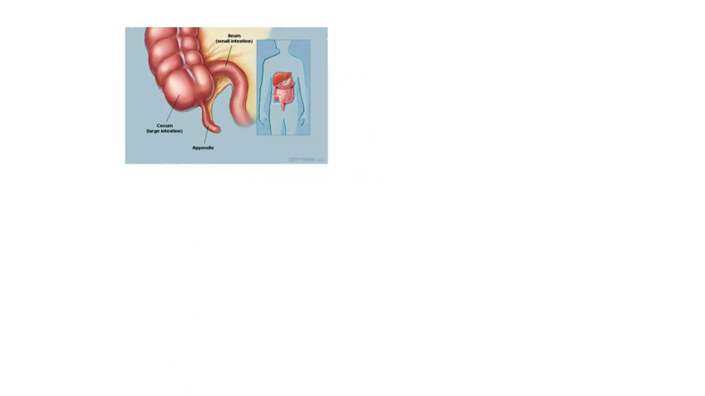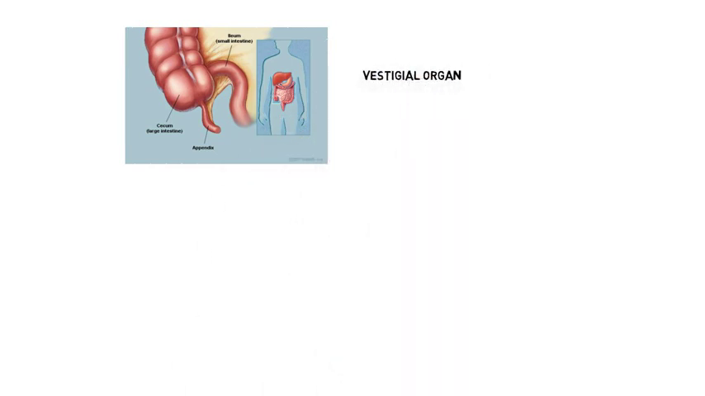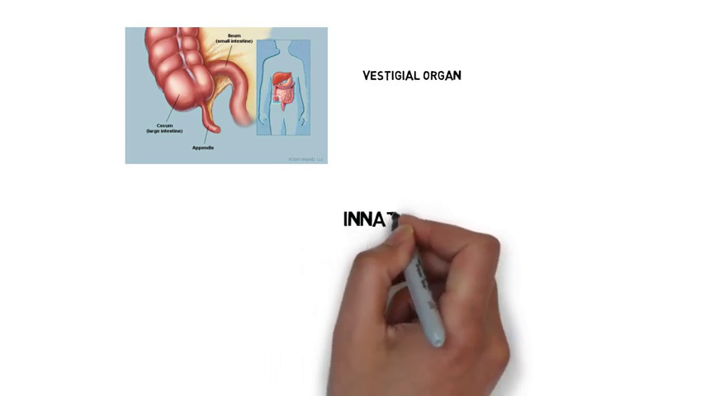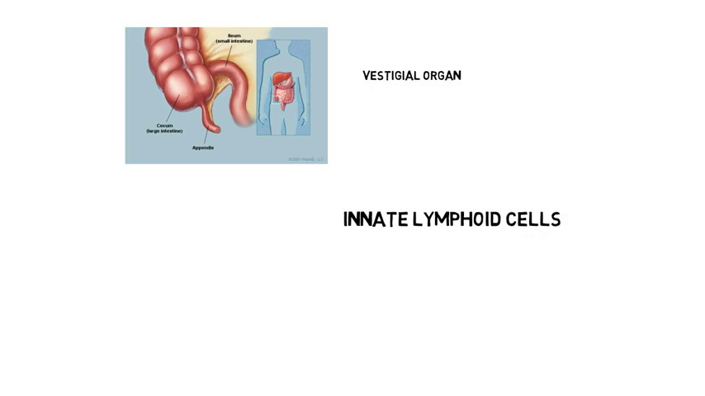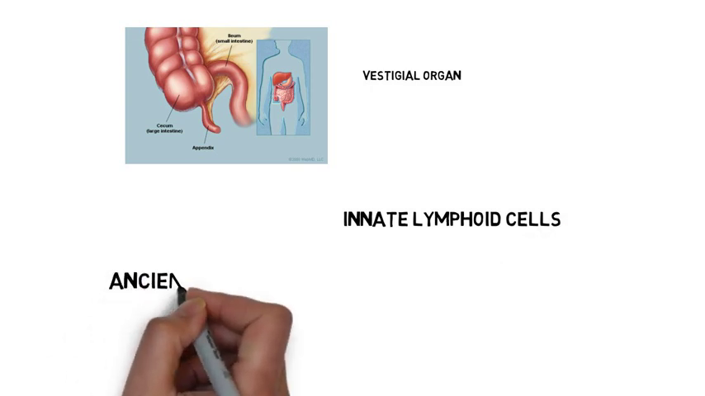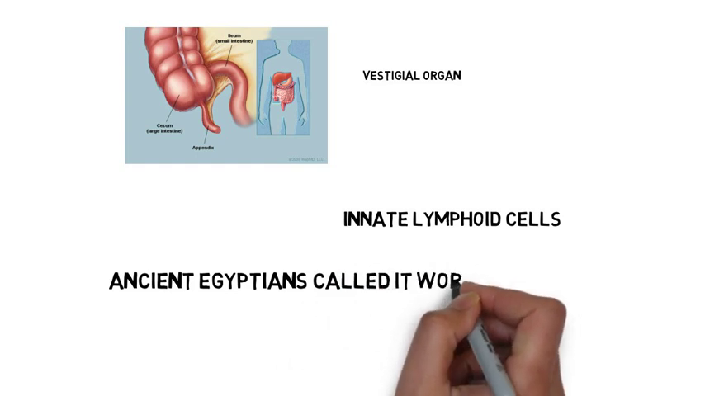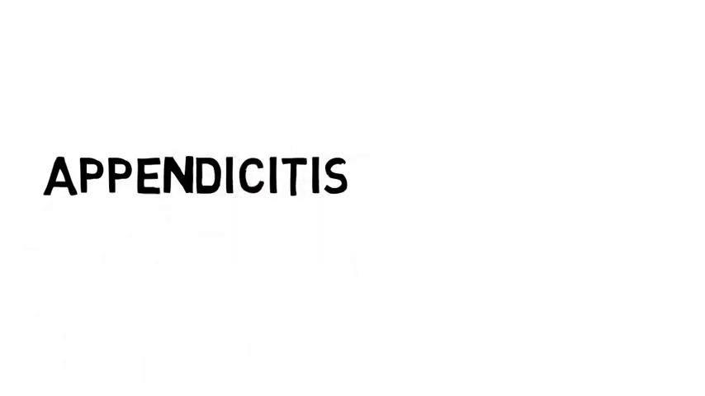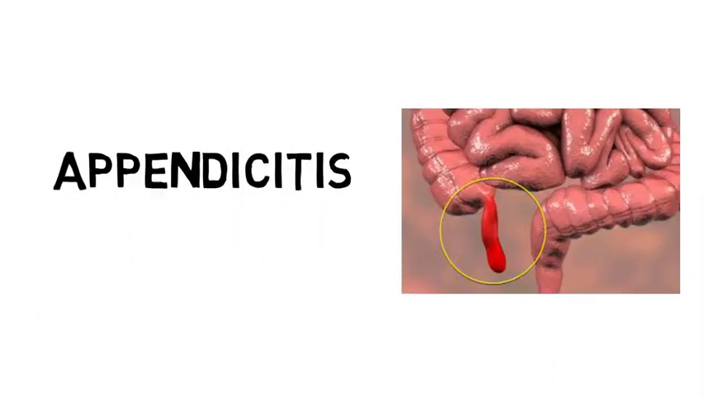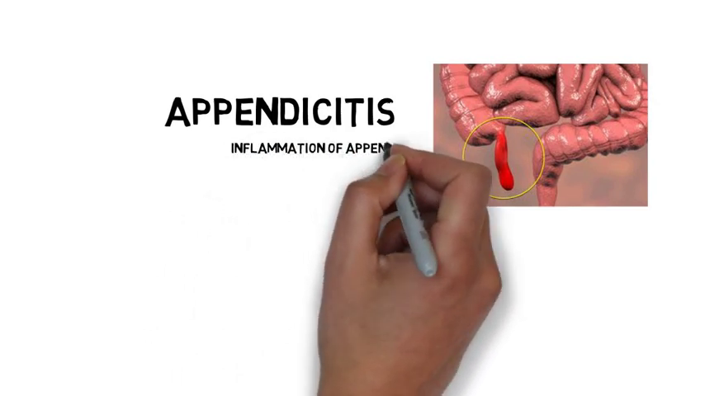You can see a picture of the appendix and cecum, and you all know the appendix is a vestigial organ, and also here the innate lymphoid cells are mature or proliferated. And I came to know a new fact that ancient Egyptians called it the worm of the intestine. Now talking about appendicitis, you can see in the figure, it is inflammation of the appendix.